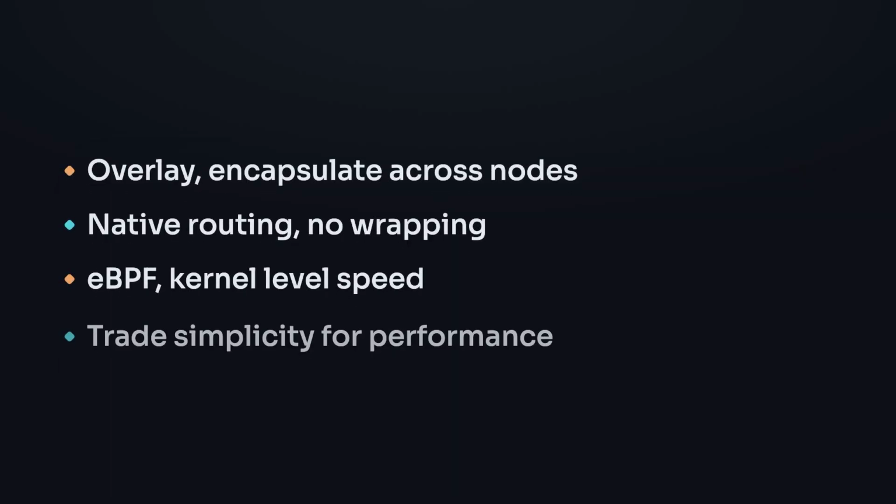CNI plugins connect nodes in different ways. Some use an overlay network, wrapping pod packets inside another packet using encapsulation like VXLAN, so pods can talk across nodes even when the underlying network knows nothing about pod IPs. Others use native routing, where the real network is taught the pod routes directly, avoiding encapsulation overhead. And some, like Cilium, use eBPF in the Linux kernel for high-performance routing and observability. Each approach trades simplicity against speed and features.